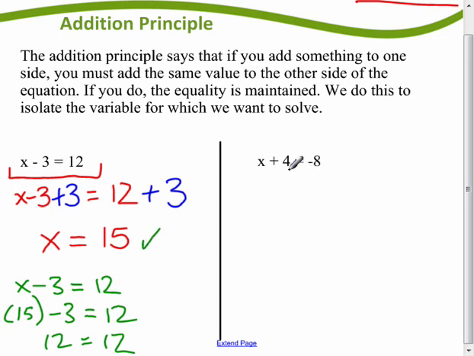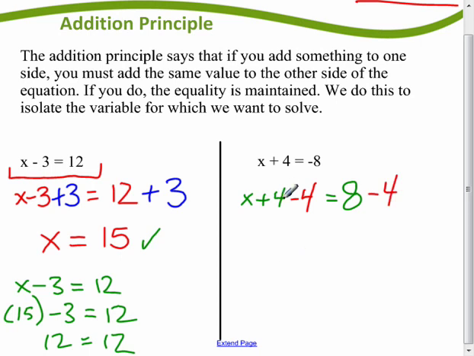Here's another example of using the addition principle. This time, notice that there's an add 4 here. So if I have x plus 4 and want to get rid of it, I can subtract 4. Or I can add a negative 4. That's why we can still call it the addition principle. Typically, we just say subtract 4, but you could have said add a negative 4 there as well. So it's equal to 8, and on this side I subtract 4 as well.